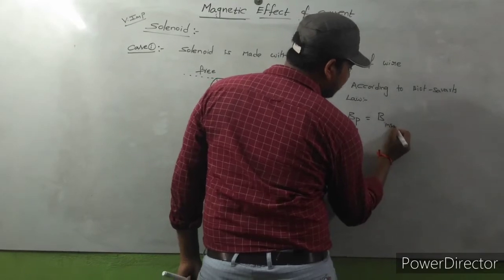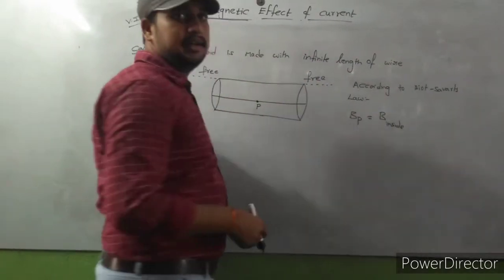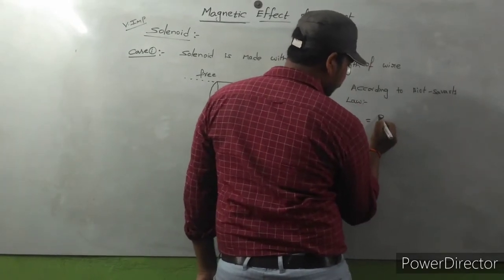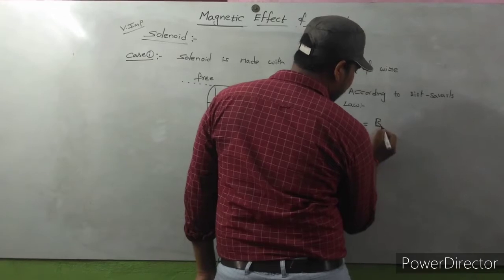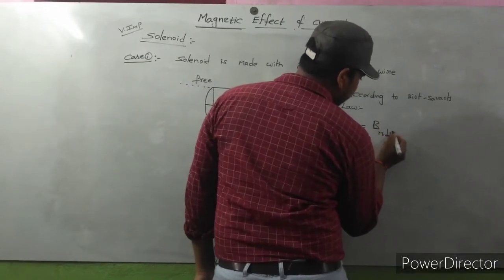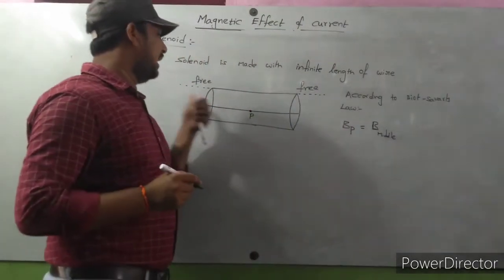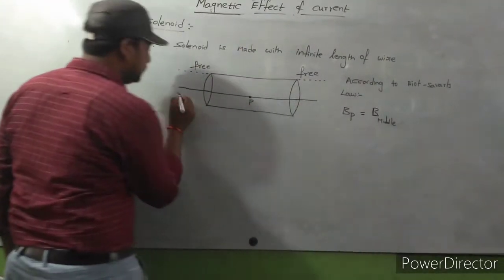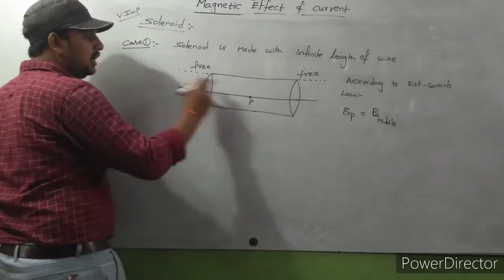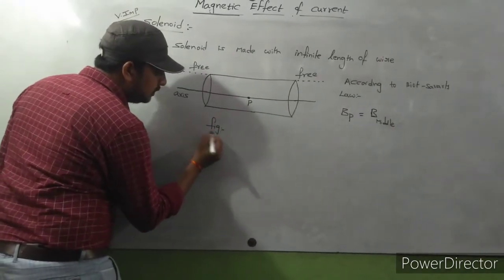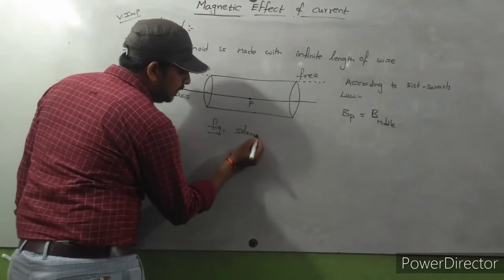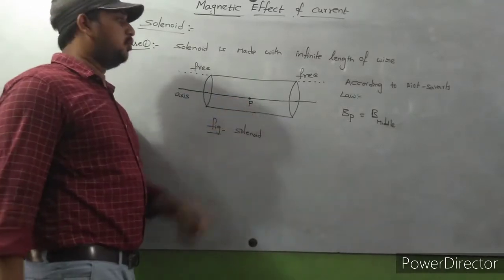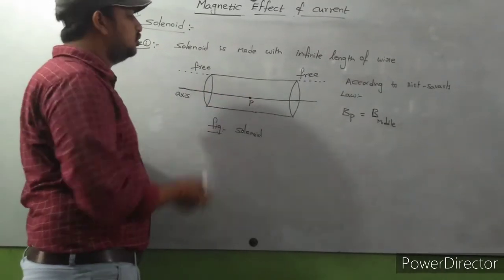is equal to B inside, because the point lies inside of the solenoid. B inside, the magnetic field at the middle, you consider. Because this point lies at the middle of the axis. This is the axis of the solenoid. This is a figure of the solenoid. Here the point lies at the middle of the axis. Then what is the magnetic field at this point? Because some current is passing through the solenoid.